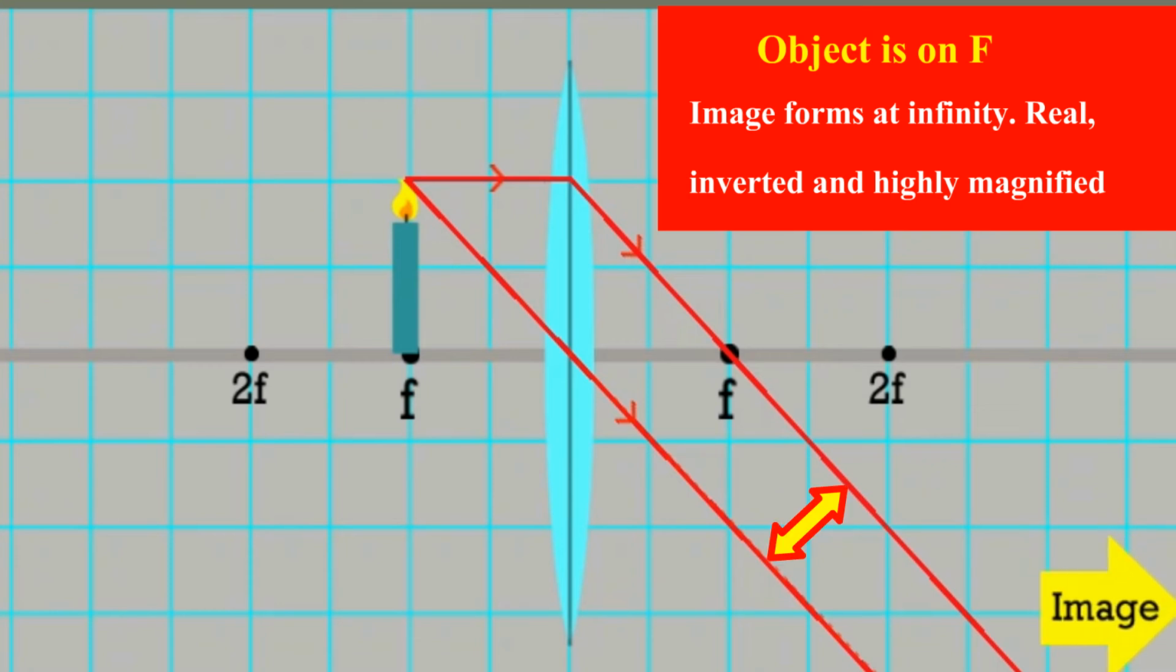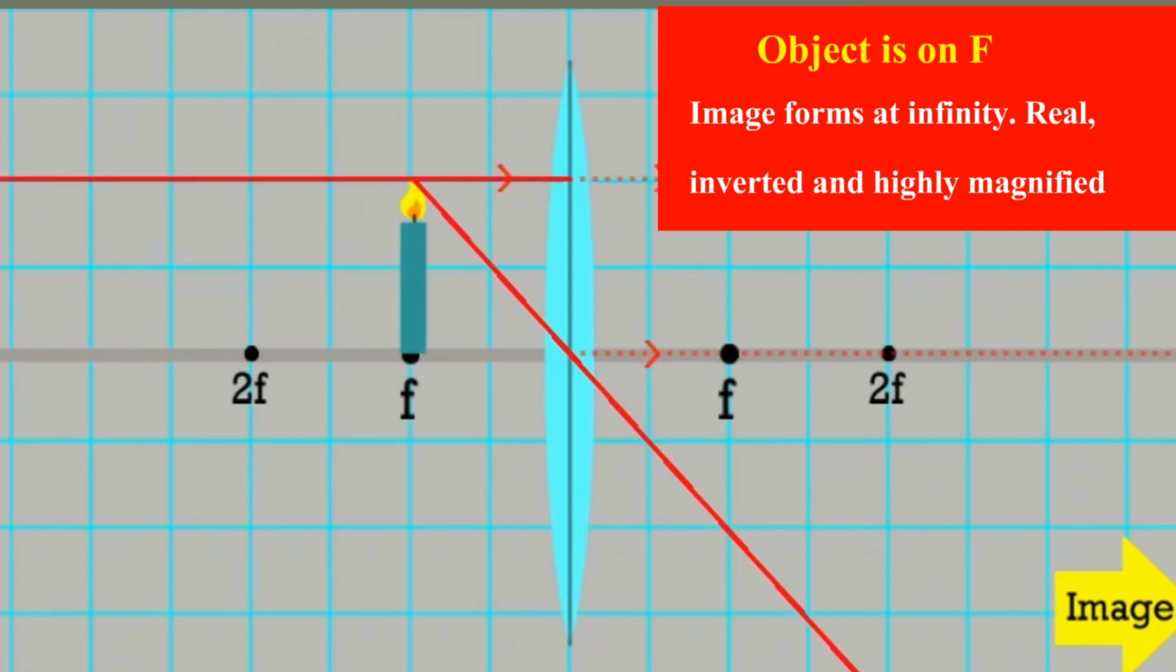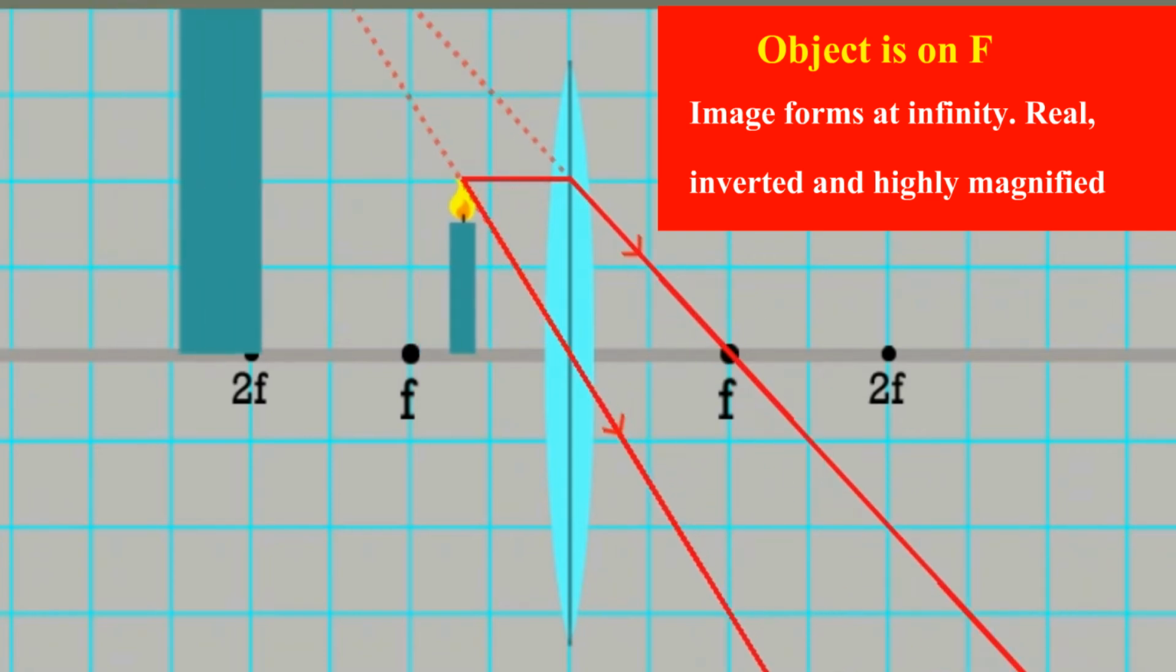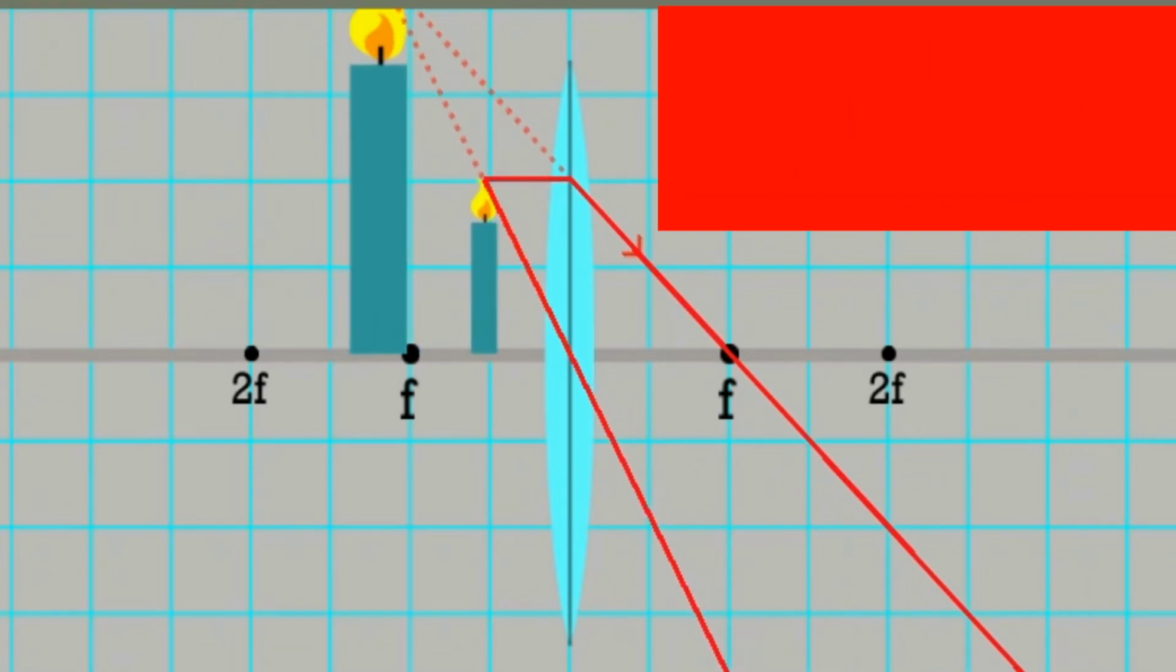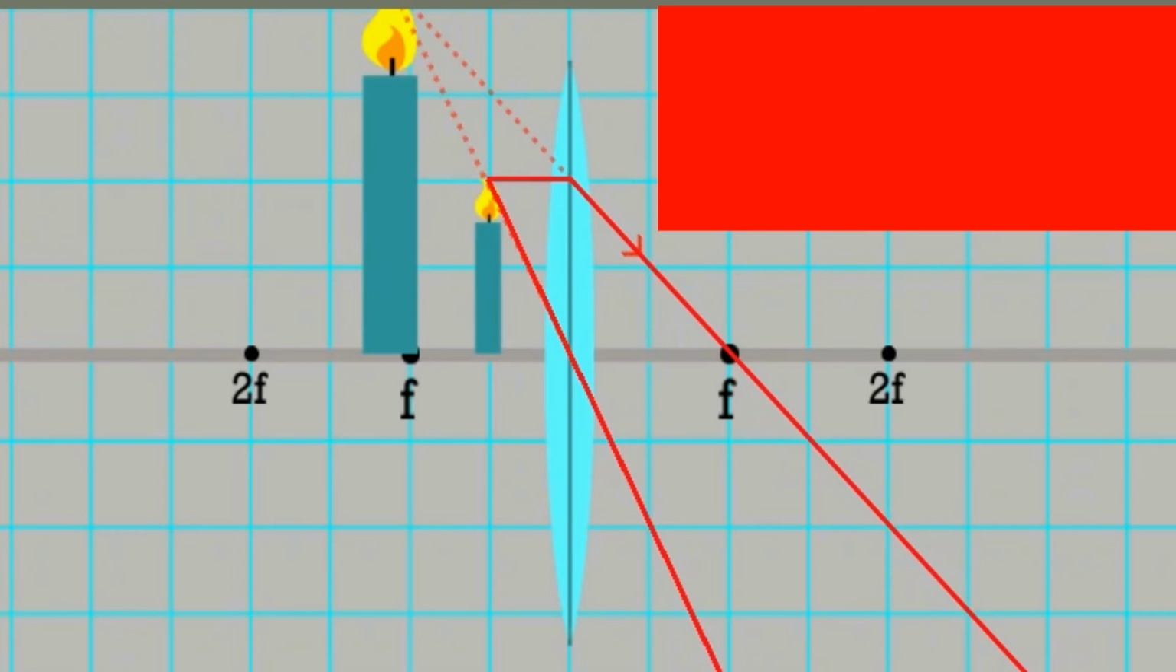See, these are the refracted light rays, so they are going somewhere. Okay, so you will be getting a highly magnified image. So that is the nature of the image. Again I am moving the object closer to the lens. Then you can see that you will be getting an image towards the object.